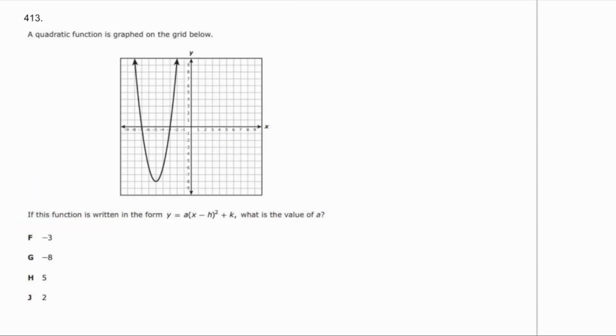All right, keeping with the same theme, here we've got what's going to be the value of a? What's the leading coefficient? Well, because the parabola opens up, I'm going to get rid of both negative 3 and negative 8. And neither one of those are going to work for us because this parabola is opening up. If we look really close, we see that as we go over 1 from the vertex, we're going up 2. So I'm going to say that means that the value of a is 2.